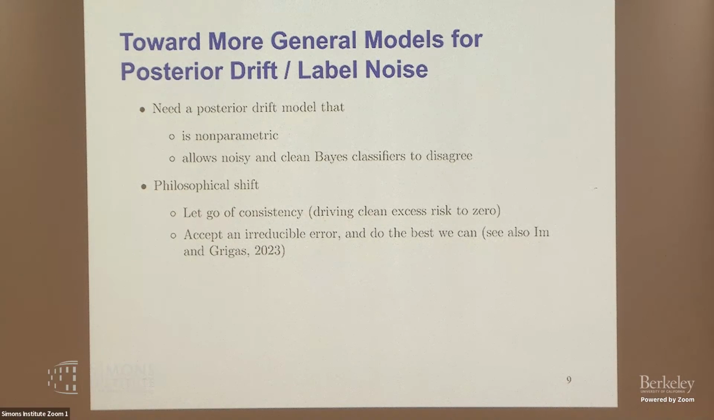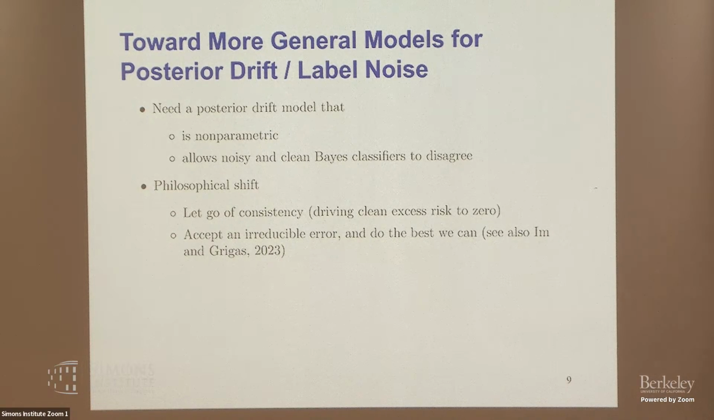We're going to let go of consistency as a goal. And instead, we're going to accept that there's going to be some irreducible component to the error. So I'm going to pose a class of posterior drift problems where there's a component to the excess risk that can't be driven to zero. We're going to try to bound that and then try to come as close to that bound as we can and see what strategies are favorable in that setting.